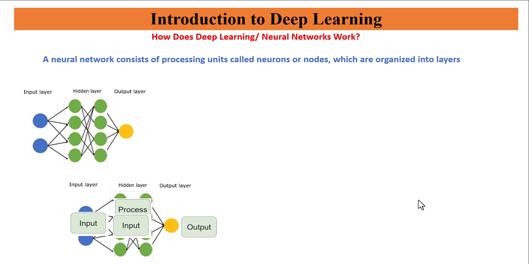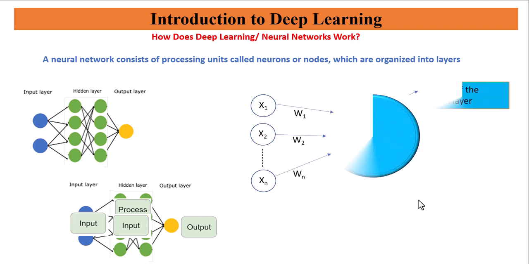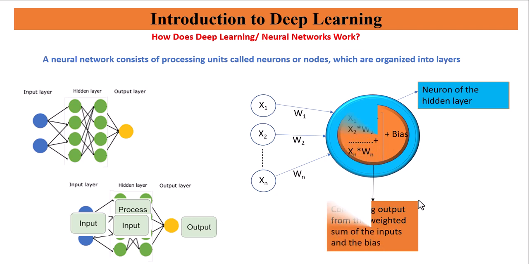Now, let's discuss the step-by-step working of a neural network. First, what happens when data reaches a neuron? Each input is assigned a weight before being passed to the neuron in the hidden layer. Correct. Then, the neuron performs a calculation. What's the next step? The neuron computes the weighted sum, which is the sum of the input values multiplied by their respective weights.